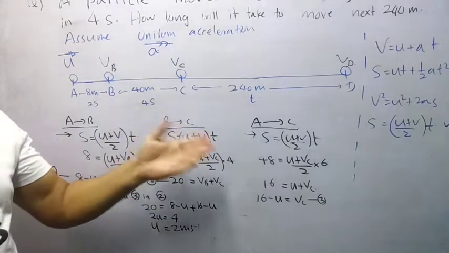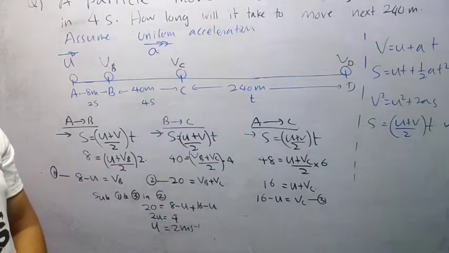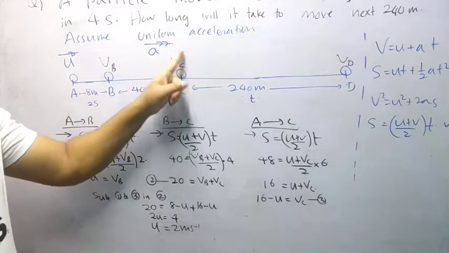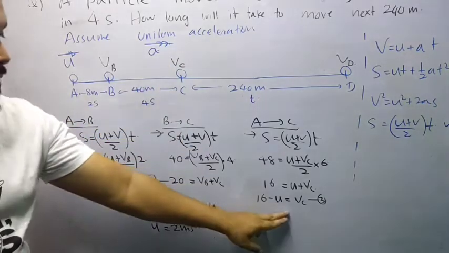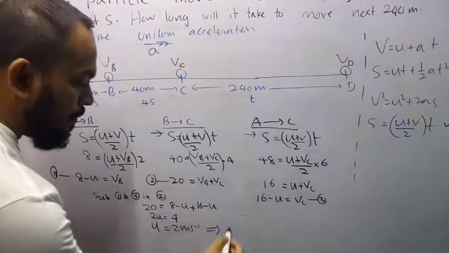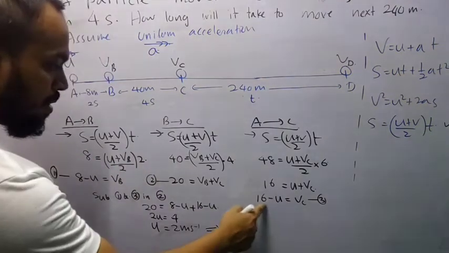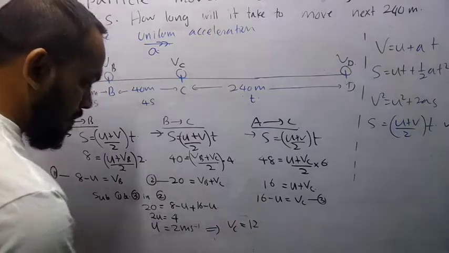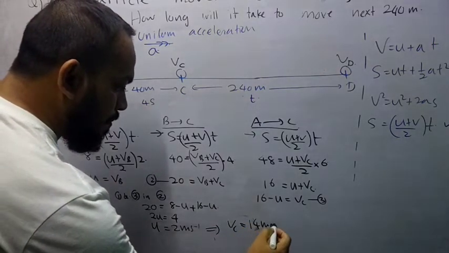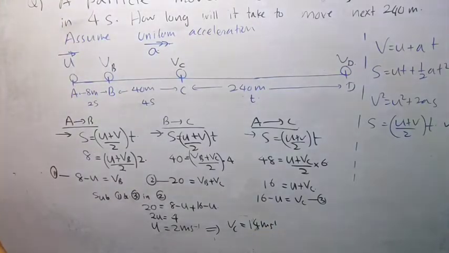Now, this way, we are asked to use this formula. Right? Or since we know VC, VC can be found by using this equation. So this will give you VC equal 12 meters per second. Sorry, 14 meters per second. Right, VC is 14 meters per second.